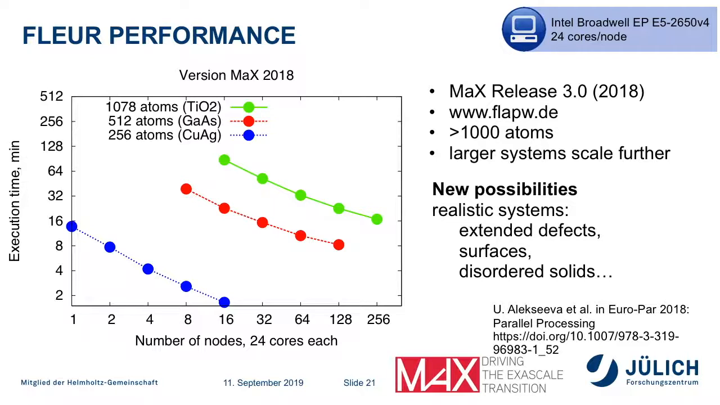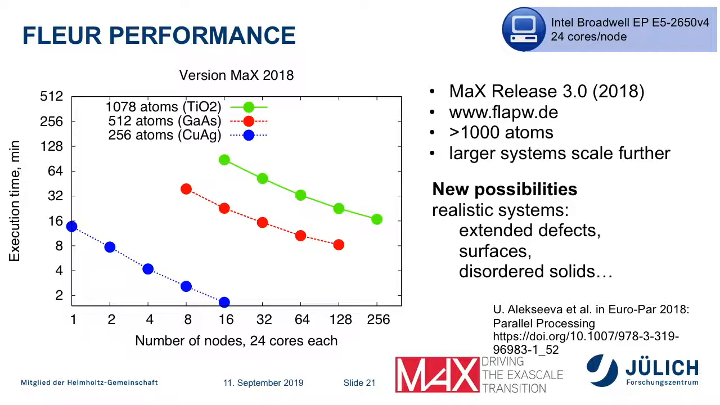This one, already well-known copper silver, from 1 node to the 16, and these 2 bigger systems, one with 500 atoms and one with over 1,000. You see, the bigger system cannot fit in so few nodes, so this one starts at 8 and this one starts at 16, but it scales further.